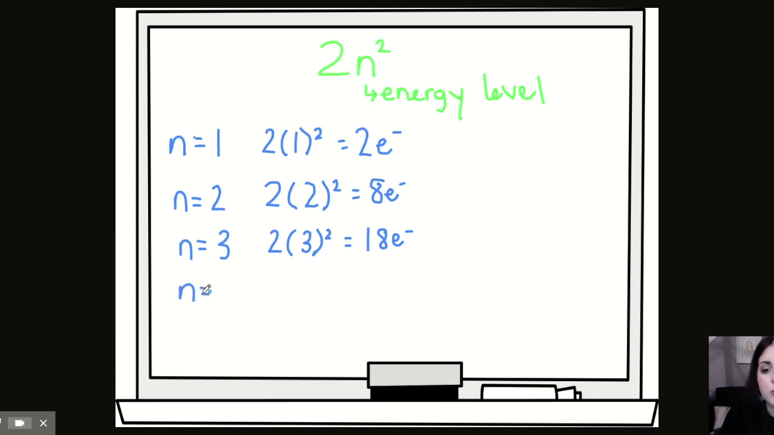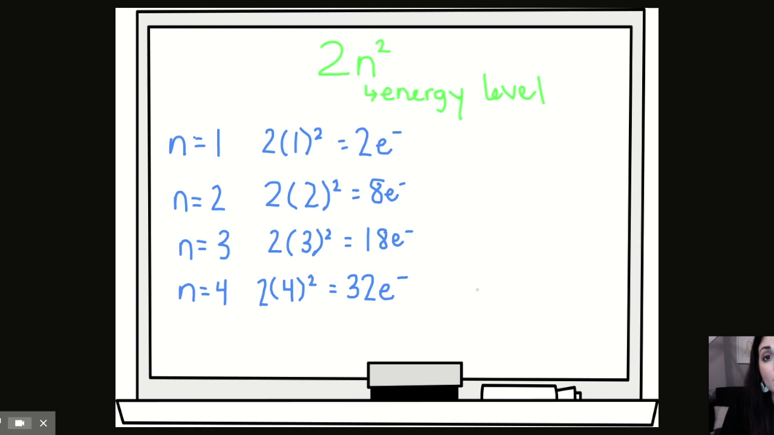Let's just try 4, just for fun. So I have 2 times 4 squared. 4 squared is 16, times another 2 gives me 32. So the fourth energy level holds a maximum of 32 electrons.